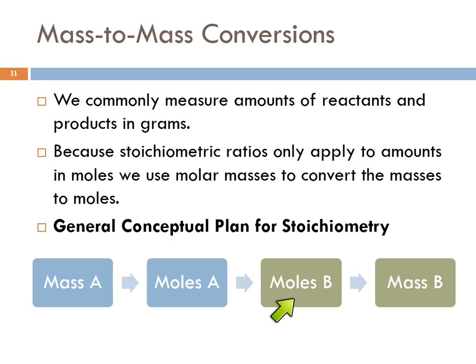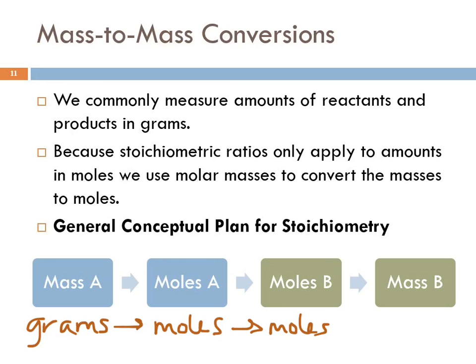But if we have moles of this product, can we figure out the mass of the product? Yeah, we just need to use the molar mass, which we calculate using the chemical formula and the periodic table. And if we want to know moles of A, we can have mass of A, again, converting mass of A to moles of A, just using the periodic table and the formula. So that's one way to say it. Grams to moles to moles to grams.